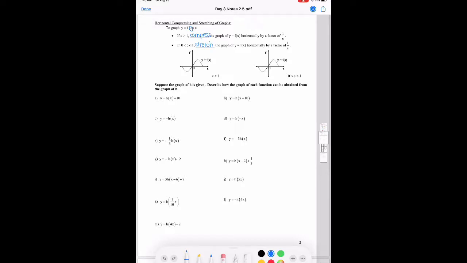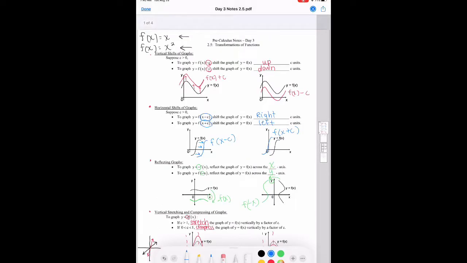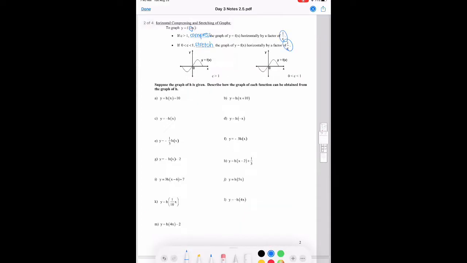Anyway, let's see what these look like on, oh, one other thing. Notice the factors have flipped. Whereas before, for vertical, the number stayed as is, so if it was a 2 we were multiplying on the outside, our factor would be 2. But for horizontal, it flips, okay? It's the reciprocal. So if 2 was c being multiplied, then our factor would be 1/2.